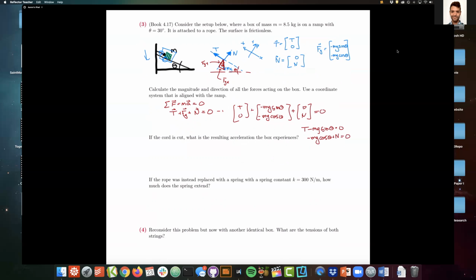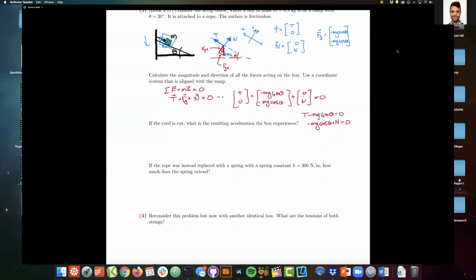So then this just says that the tension is mg sine theta. It balances out the part of the gravitational vector that points along the ramp, and then the normal force, the surface force, what the bathroom scale would read, is mg cosine of theta. If the cord is cut, what is the resulting acceleration the box experiences? It does not accelerate perpendicular to the ramp. It does not sink or fly off the ramp, but it does now experience an acceleration parallel to the ramp, what I'm calling the x direction.